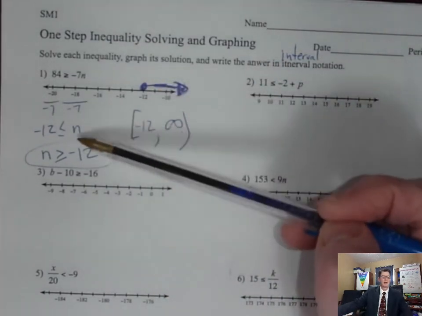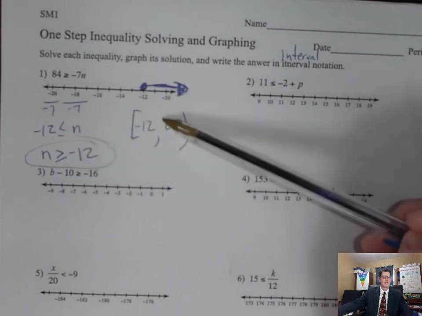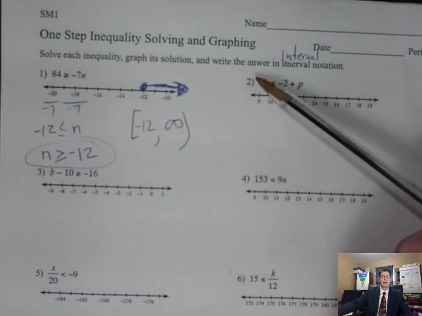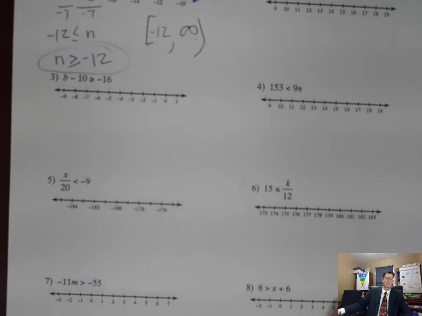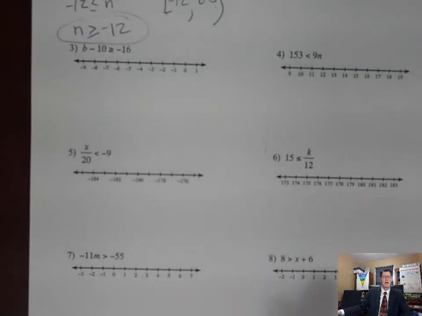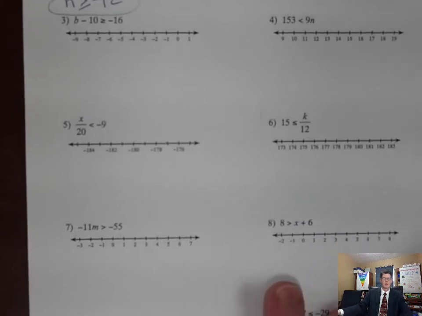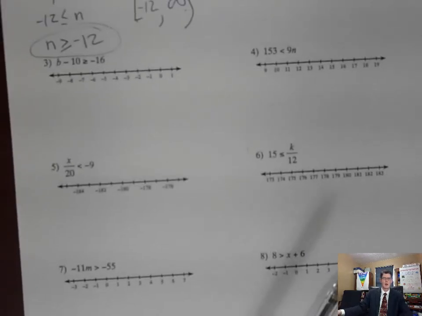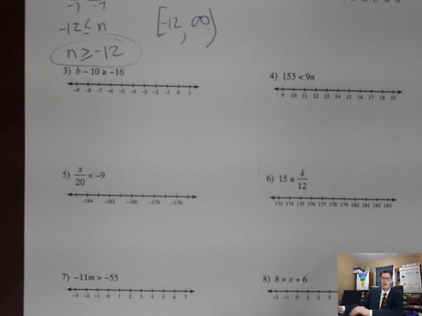We've now solved it, graphed it, and written it in inequality notation and interval notation. So I'll go through the rest of these. If you feel like you've got this, you can skip ahead and see if you got the right answers on these. I'll work through a couple more. You can skip to the ones you want, or get started on the quiz if you feel like you know what you're doing.